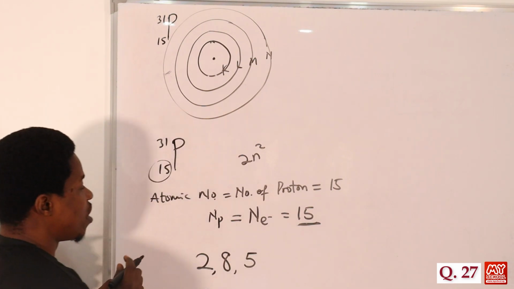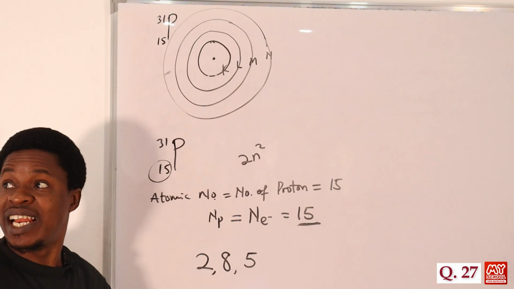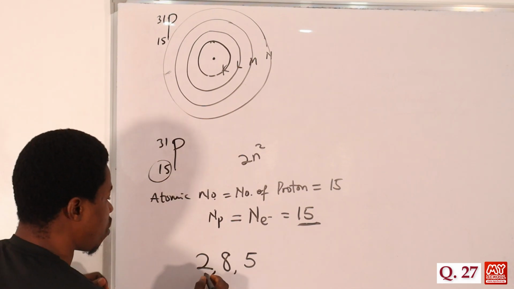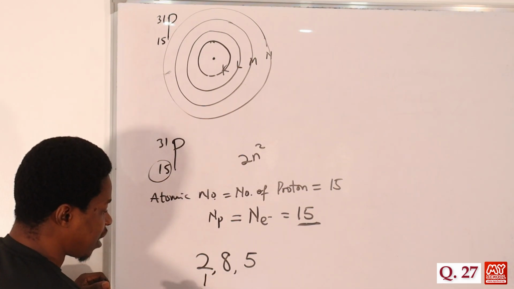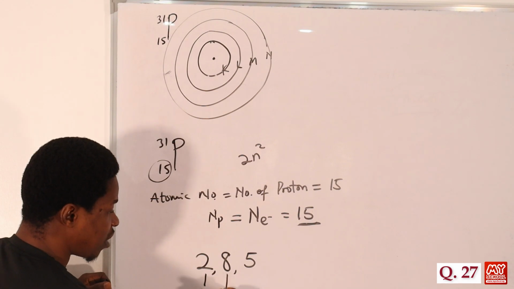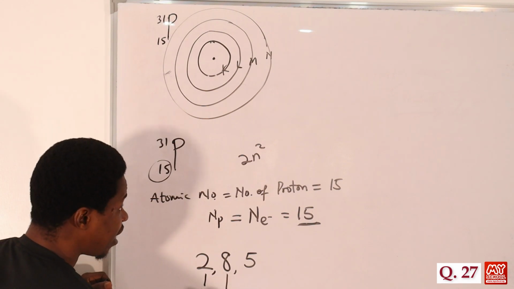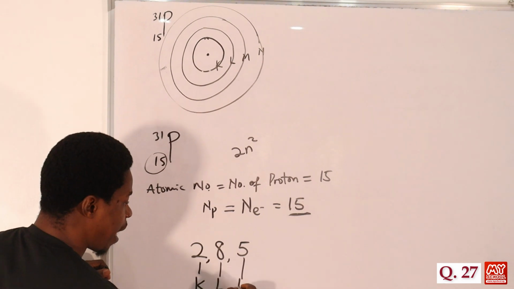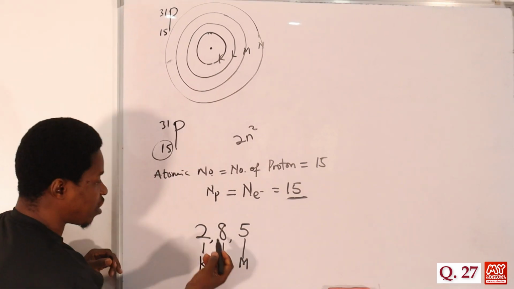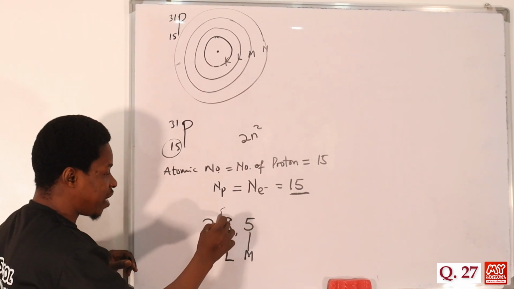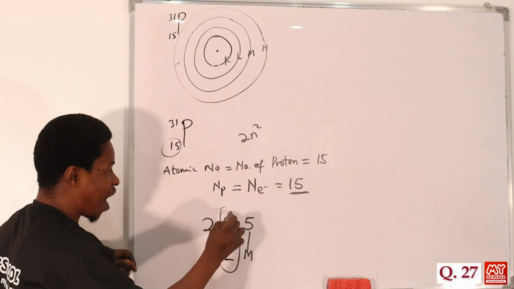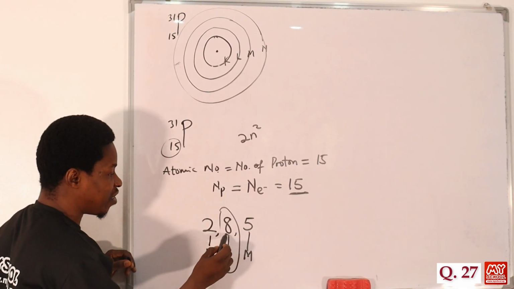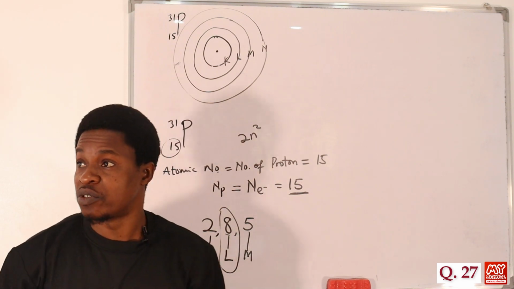It will be 5. So the question says, how many electrons are in the L shell? For this first shell, this is the K shell. The second is the L, K, L. Then this is M, and so on. But our concern is with the L shell. The question says L shell. So how many electrons do we have in the L shell? We have 8 electrons.